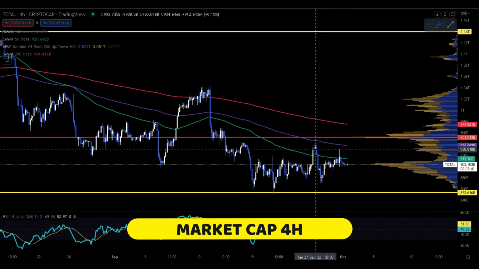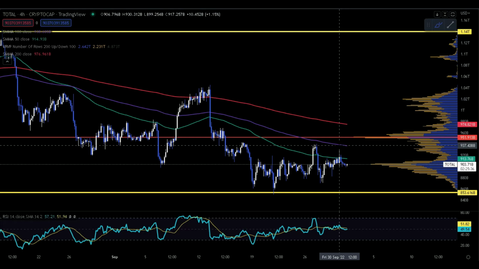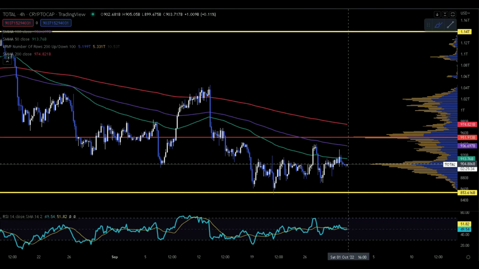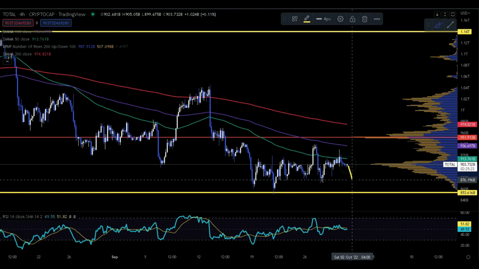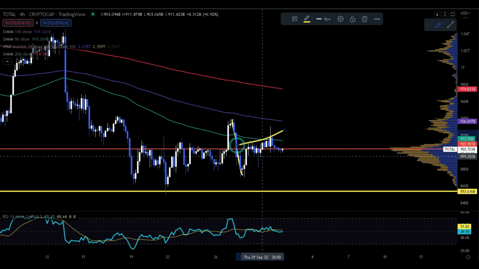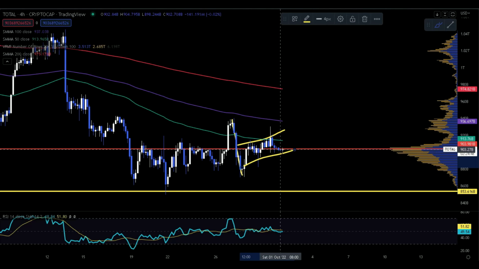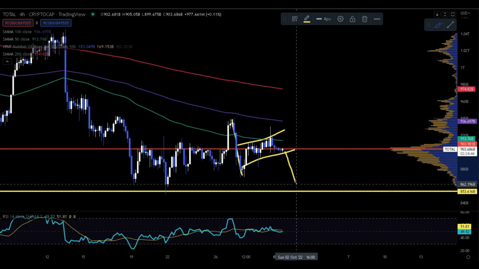So last few days we saw this pump towards the purple moving average, got rejected, again rejected over here. So maybe there is some possibility of similar action happening again where we try to test purple moving average and then maybe continue another drop towards the 850 billion mark. And guys, not only this, look at this pattern. We are forming a bear flag channel on the 4-hour chart, so there is definitely a chance of a drop towards the 850 mark, 870 mark again.